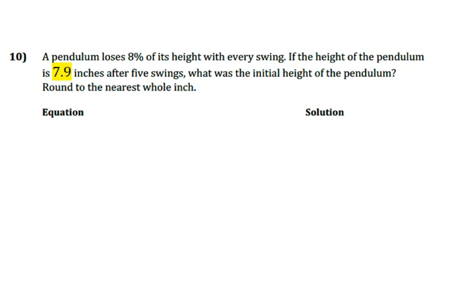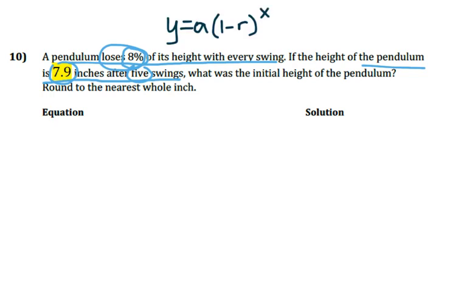So we want to write an equation. Notice that the pendulum loses 8% of its height with every swing. We also know the height of the pendulum is 7.9 inches after 5 swings. So we got some key things: 5 swings, 7.9 inches, 8%, and it's losing it. So we know we're going to be dealing with an exponential decay equation. Our equation is in the form y equals a times 1 minus r raised to the xth power, and we just have to identify these pieces.